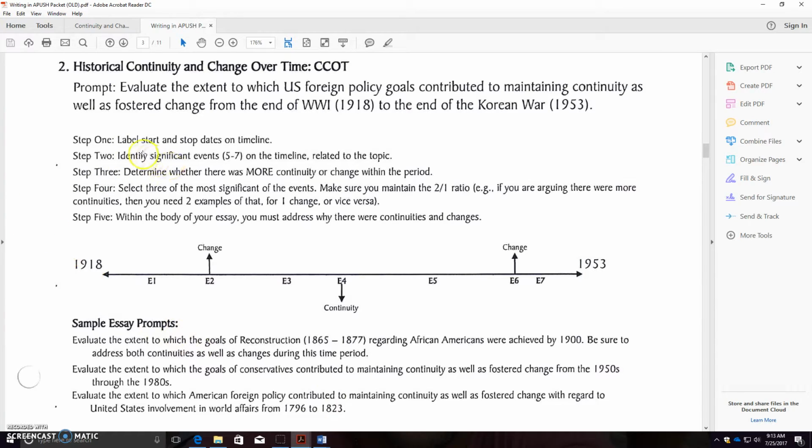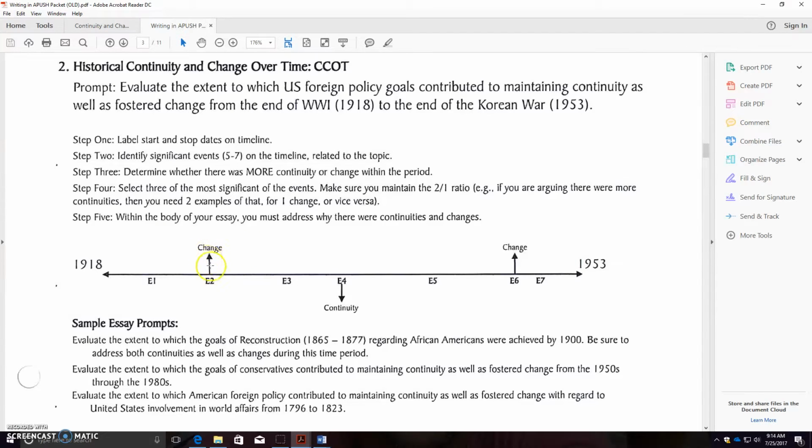Step 1, you will label start and stop dates on the timeline. So this one has 1918 to 1953. Once you have your timeline labeled, step 2, you identify significant events on the timeline. So of course these are going to be specific proper nouns. You would want the more the better, because you're having to determine, is there more change or are things remaining the same during this time period?